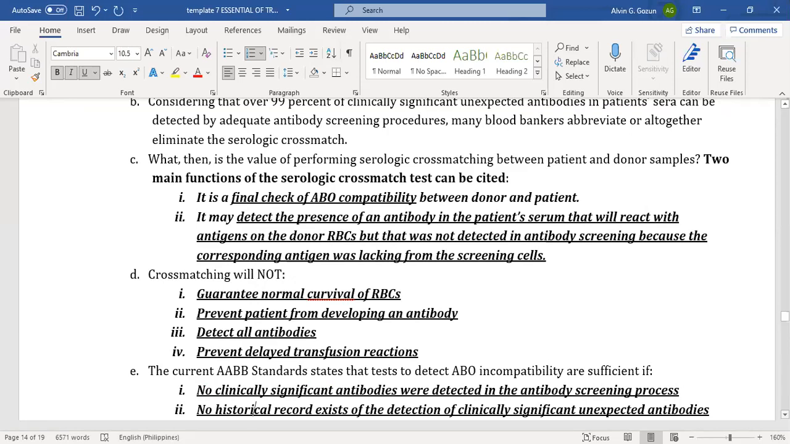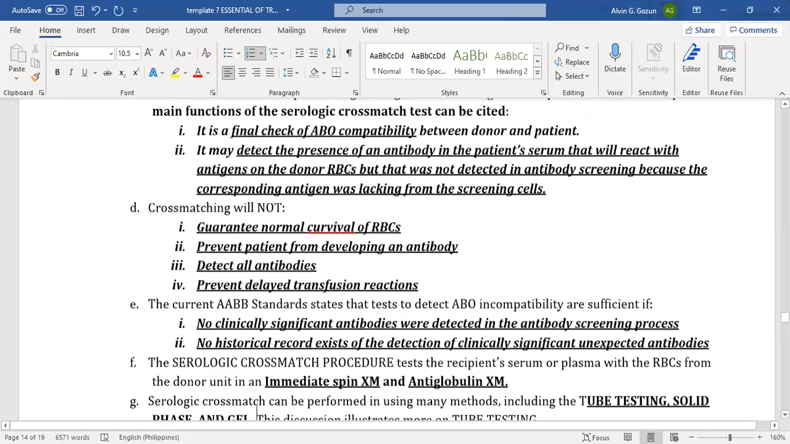Number 2, it may detect the presence of an antibody in the patient's serum that will react with the antigens on the donor RBCs, but that was not detected in antibody screening because the corresponding antigen was lacking from the screening cells. Cross-matching will not guarantee the normal survival of red blood cells, prevent the patient from developing an antibody, cannot detect all antibodies, and cannot prevent delayed transfusion reactions.